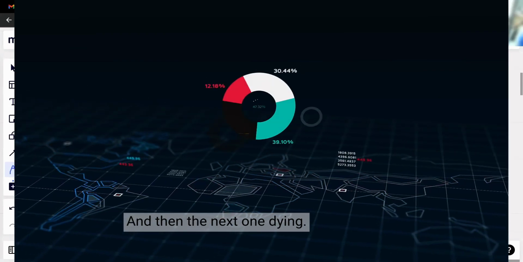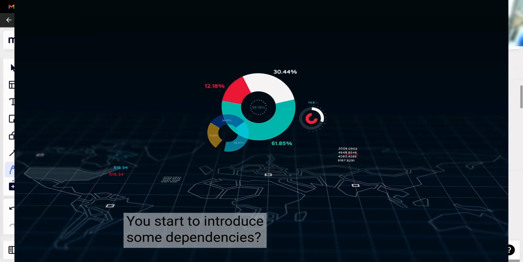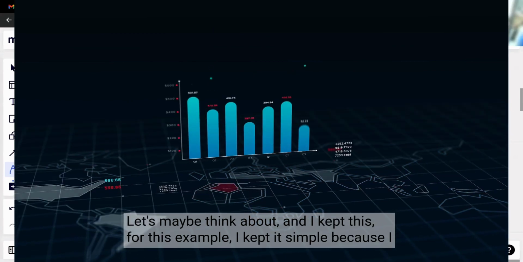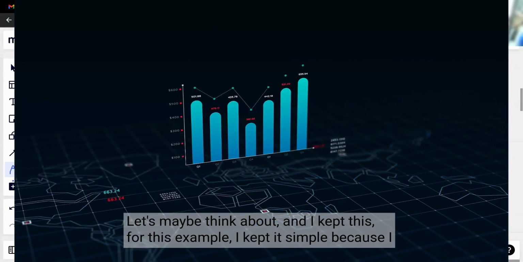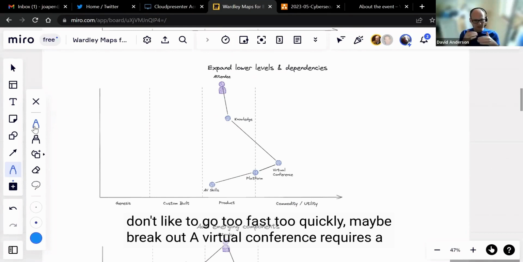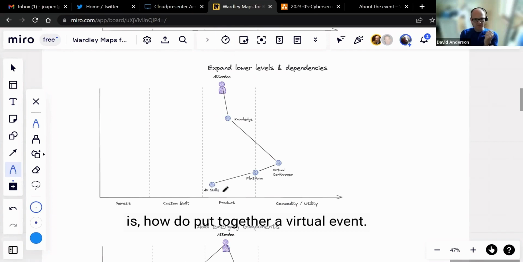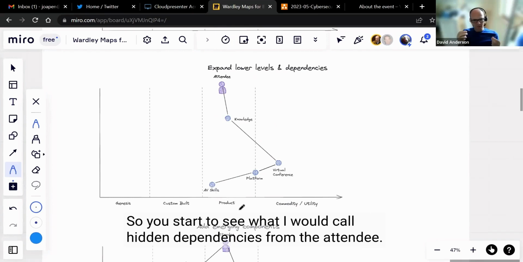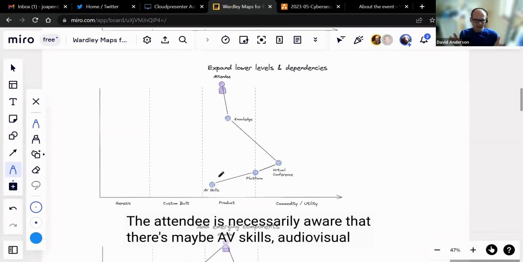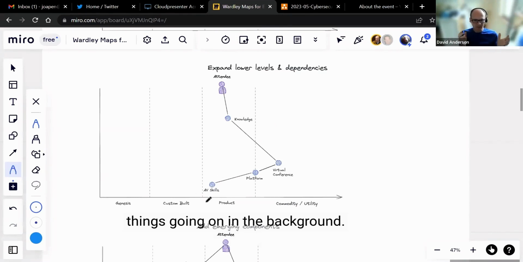And then the next one down, you start to introduce some dependencies. I kept this example simple because I don't like to go too fast, too quickly. Maybe break out a virtual conference requires a platform, which we're sitting on, Zoom now, and the platform requires AV skills, which is put together a virtual event. So you start to see what I would call hidden dependencies from the attendee. The attendee isn't necessarily aware that there's AV skills, audiovisual things going on in the background.